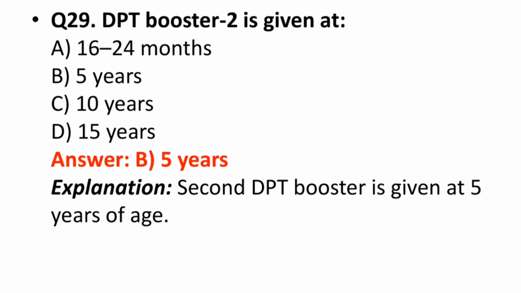DPT booster 2 is given at option A, 16 to 24 months, option B, 5 years, option C, 10 years, option D, 15 years. The correct answer is option B, at 5 years. The second DPT booster is given at 5 years of age.